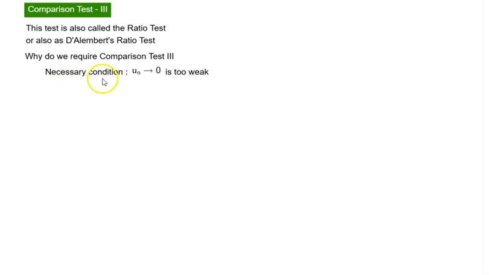Remember, the necessary condition u sub n going to 0 is too weak to decide convergence. Comparison tests 1 and 2 require guessing a good comparison series, which is not always obvious. So we require a test that looks only at the given series and detects how fast the terms shrink.